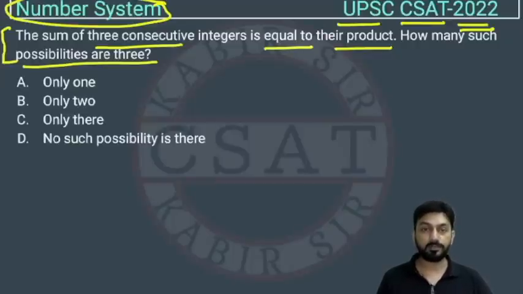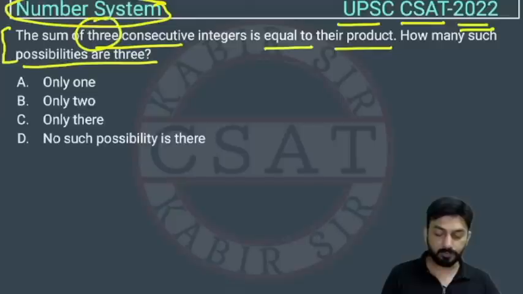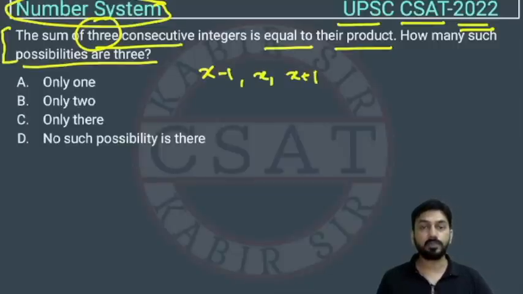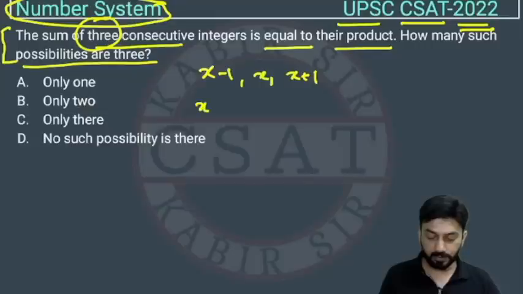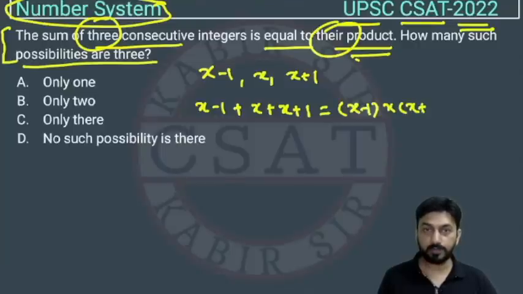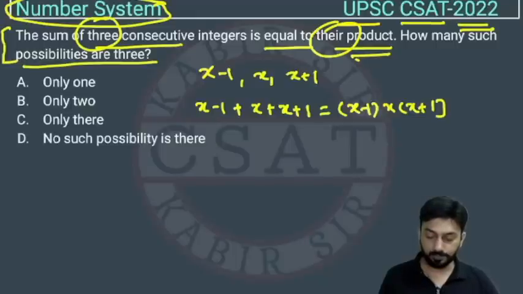Whenever such kind of questions come, like three consecutive integers, which numbers do we normally take? We take numbers like x minus 1, x and x plus 1, right? So these are the three consecutive numbers we will consider. Now the question says that the sum of these numbers is equal to their product. So their product is x minus 1, x and x plus 1, right? This minus 1 will cancel this plus 1. So this is x, this is x, this is x.